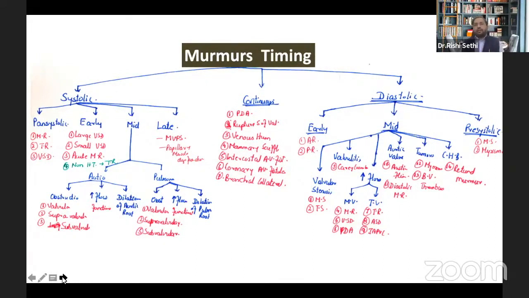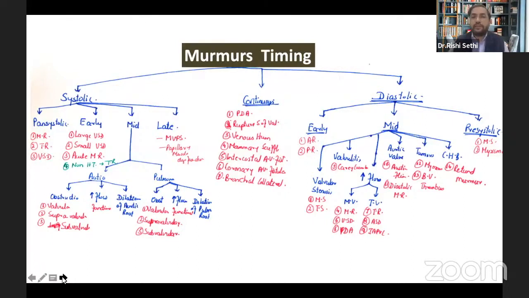And the mid-diastolic murmurs, the diagnoses are various. Mitral stenosis murmur is classically described as a mid-diastolic murmur. It starts off in mid-diastole, but in patients who do not have atrial fibrillation, there is a very important pre-systolic component also, which cannot be missed. So a mitral stenosis murmur is both a mid-diastolic as well as a pre-systolic murmur. A classical mid-diastolic murmur may also happen in mitral stenosis and tricuspid stenosis.